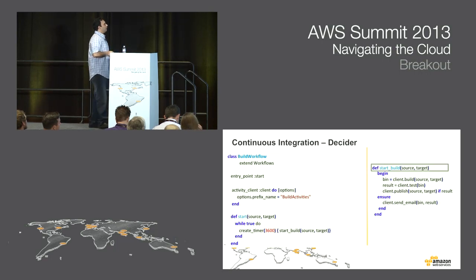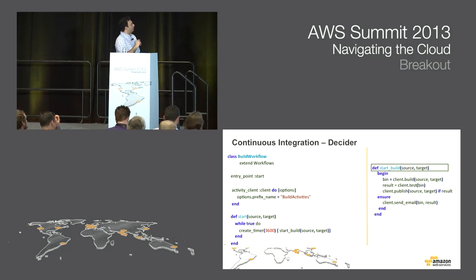So this is the actual implementation or the logic. It's basically just running the steps in sequence. It's going to do the build, then the test, and then publish the results. It's a strict sequence. So the first task happens first. When it completes, then it will kick off the second job, and so on and so forth.